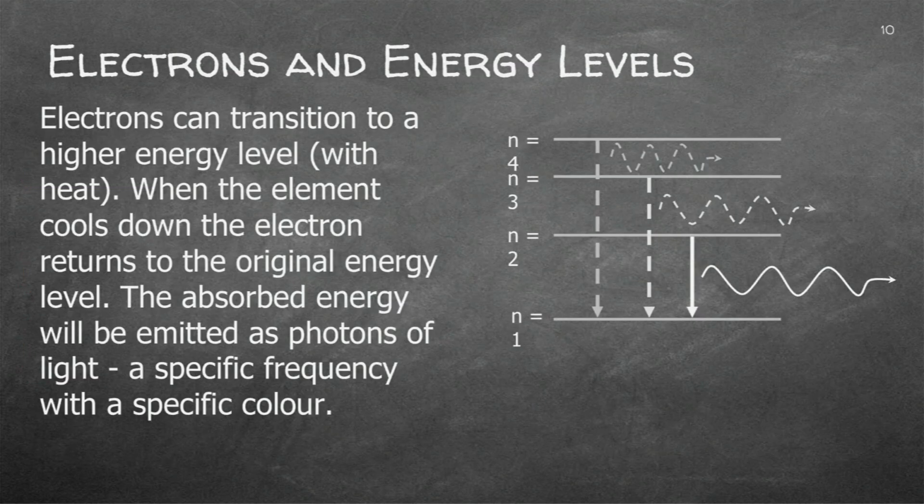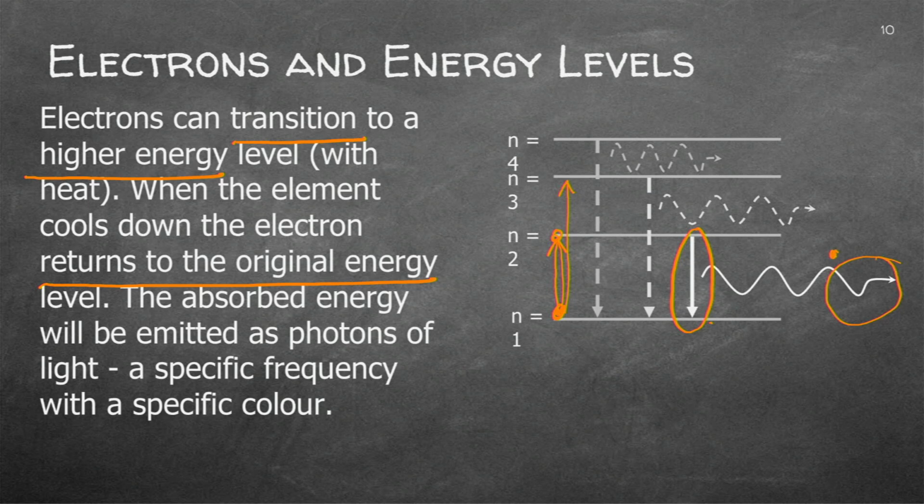Now, electrons can transition to a higher energy level. So I'm taking an electron from a lower energy level and I can take it to a higher energy level. How can you do that? When the element cools down, the electron will then return to the original energy level. So it's being lifted to a higher energy level, most probably with heat, and then it will return. And can you see, as soon as it returns to the lower energy, it will emit light, and that's the light that you will see.